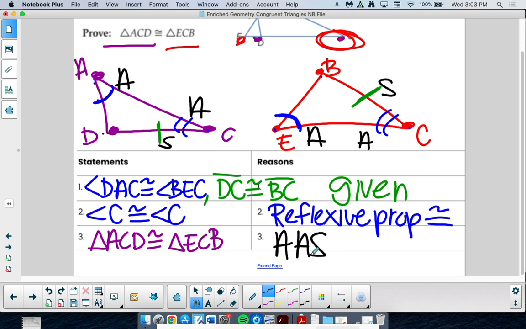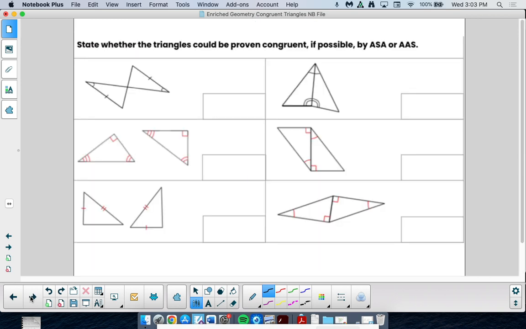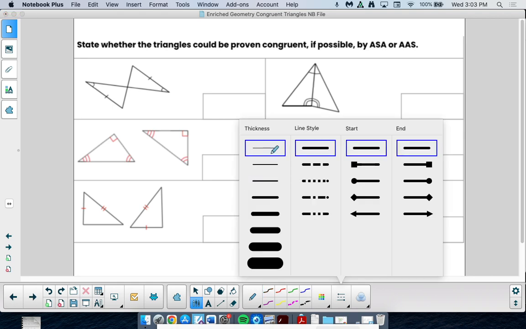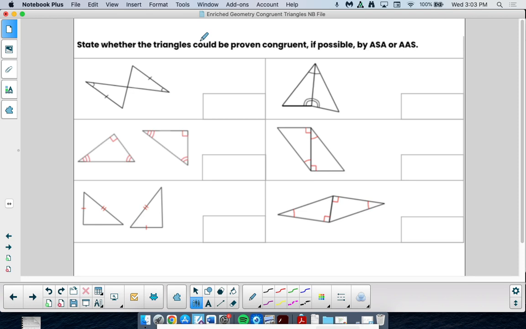Okay, last part, probably the easiest part of the whole thing, since it's not a proof, but we just have to decide: are the triangles congruent by angle, side, angle, or angle, angle, side? Okay, here we go. So let's label what they give us. We have a side marking, we have an angle marking. Do we know anything else? Well, in the middle, we always know we're going to have vertical angles when we have that bow tie. So there's another angle marking. So are these two triangles congruent? Yep, by angle, angle, side.